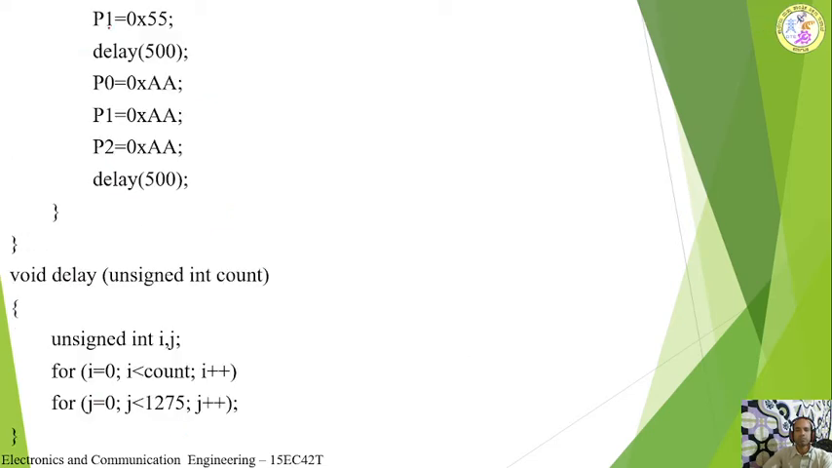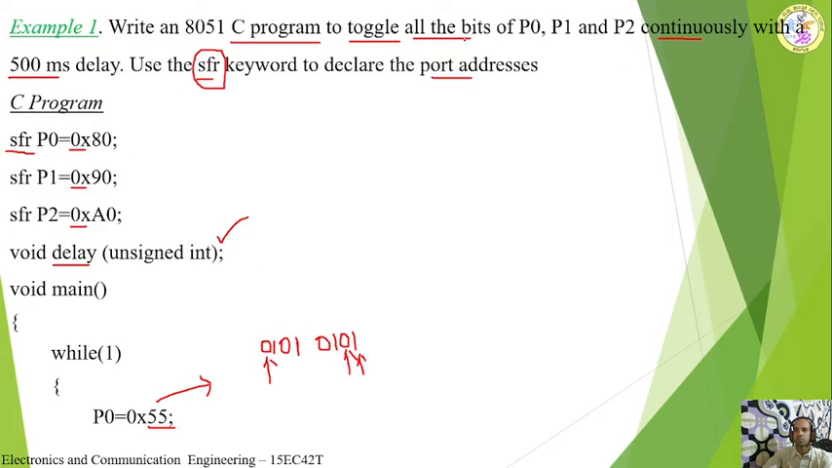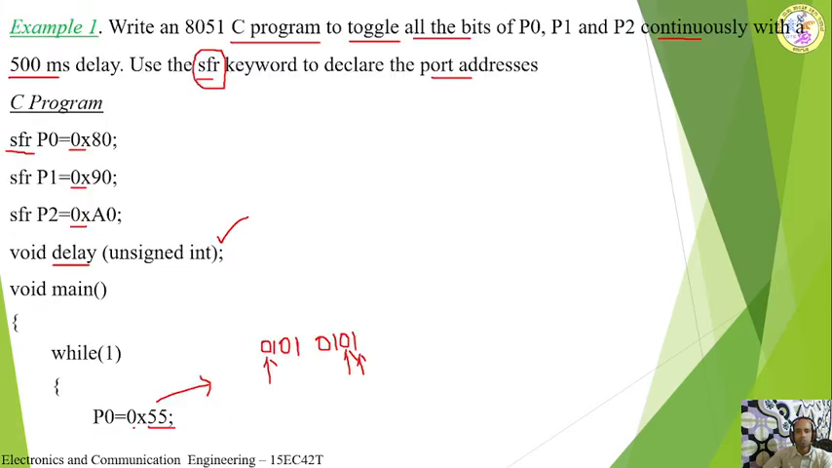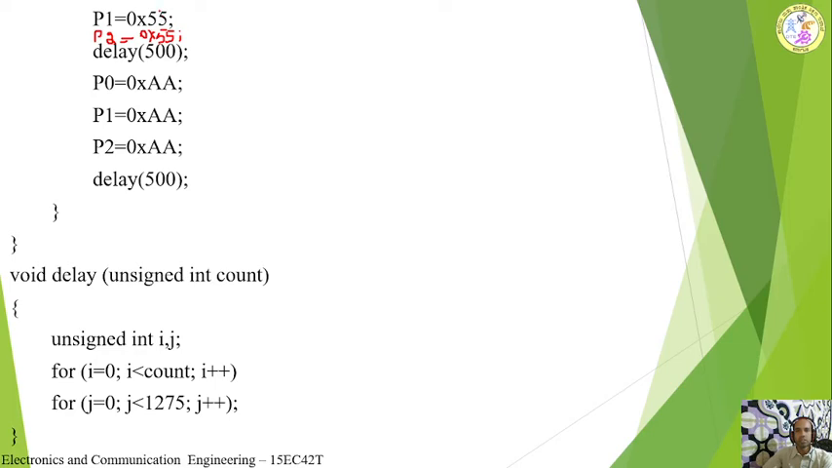And then P1 is equal to 0x55, because I want to toggle P0, P1 as well as P2. After P1, one statement is missing. Please add this statement, that is P2 is also equal to 0x55, along with the semicolon. So P0, P1, P2 are all initially set to 55. Then I will call a delay of 500 milliseconds.